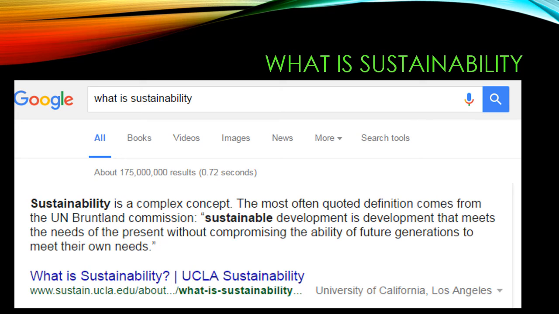I would like to do a Google search on what is sustainability, and this is what we get. It says it is a very complex concept. It's not simple. Probably that's why everyone is using it. Some people use it, some people abuse it. So the most often quoted definition comes from the UN Brundtland Commission, and sustainability or sustainable development is development that meets the needs of the present without compromising the ability of future generations to meet their own needs. So this is balancing between meeting the current needs of the current population or generation without affecting the future generation's needs. So that is one of the definitions that are commonly cited for sustainability.